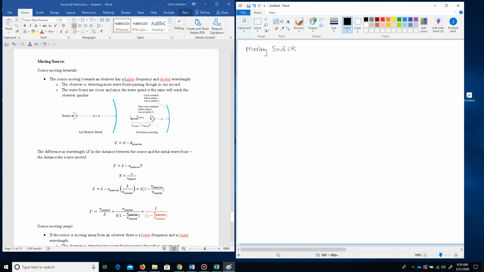So now, if we look at the new frequency that we're going to have, this is going to be equal to the velocity of the sound over the new wavelength. Well, we found the new wavelength, that's going to be what this is. And so we have the velocity of the sound over the wavelength times 1 minus v source over v sound. Well, the velocity of the sound over the wavelength is the original frequency. So our new frequency is actually just the original frequency over 1 minus v source over v sound.